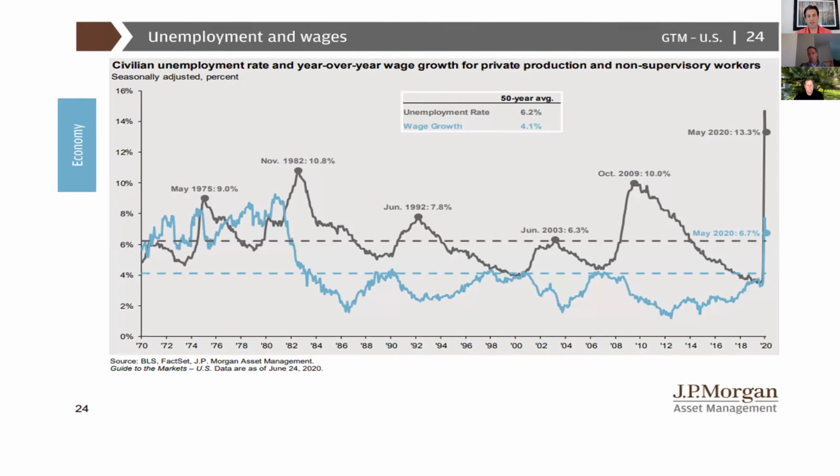And you can see in 1975, when there was a recession, 82 was a recession, and most recently in 2009, the unemployment rate hit 10%, 82 it hit 10.8%. In May of 2020, unemployment rate hit 13.3%. And if we factor in the underemployment rate, which is people who were furloughed, people who are now working part-time as a result of the shutdowns, what you'll see there is it's probably closer to 20%.